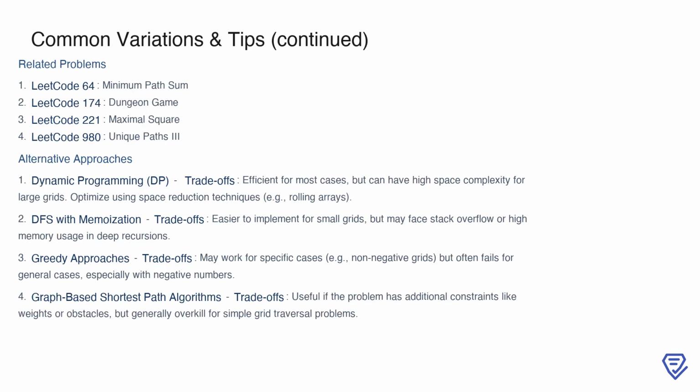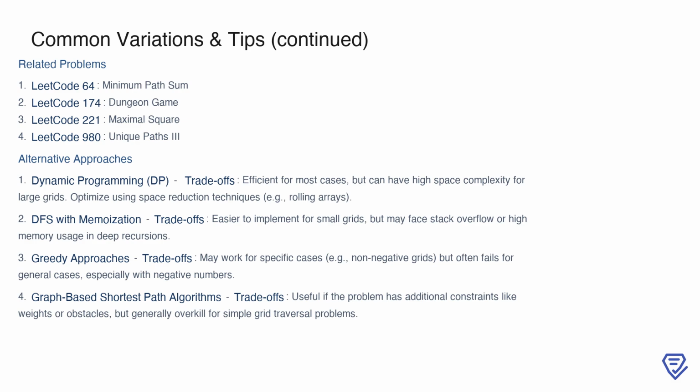To deepen your understanding of this problem, it's helpful to explore related problems. For instance, LeetCode 64, Minimum Path Sum, focuses on a similar grid traversal concept but seeks the smallest path sum instead of the maximum product. LeetCode 174, Dungeon Game, involves maintaining both minimum and maximum values along the path due to health constraints. LeetCode 221, Maximal Square, and LeetCode 980, Unique Paths 3, also share overlapping principles, offering more opportunities to practice grid-based challenges.